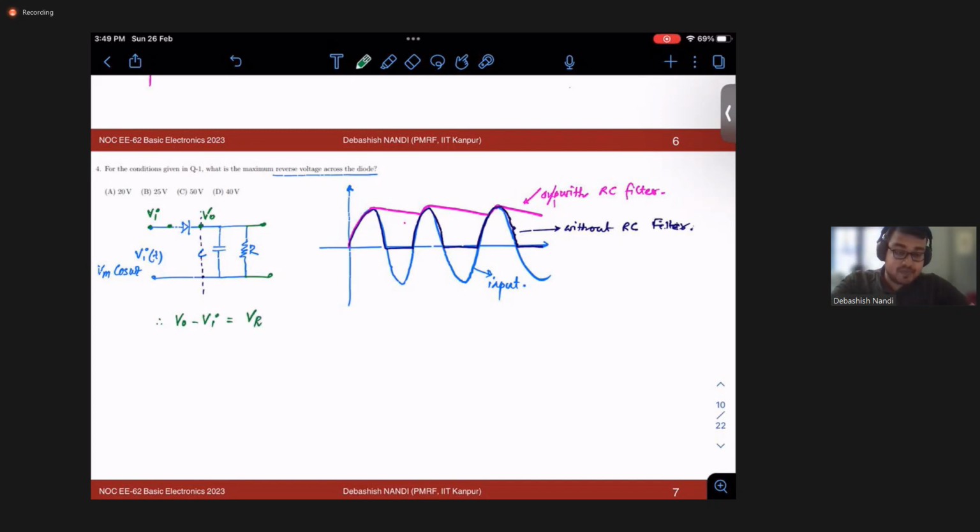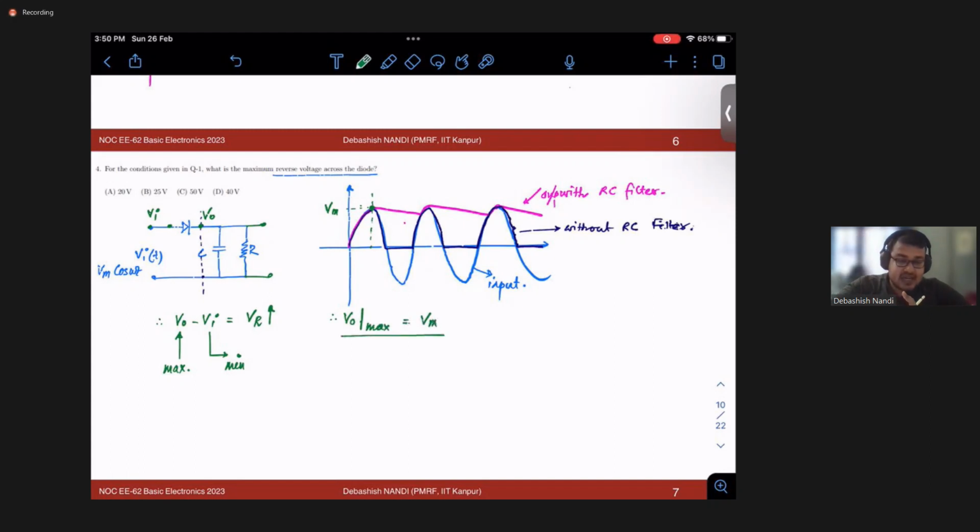When will it be maximum? Let's see. This has to be maximum. This has to be minimum for this to be maximum, right? What is the V naught maximum? V naught maximum is this point, V max, right? So V naught maximum is Vm.